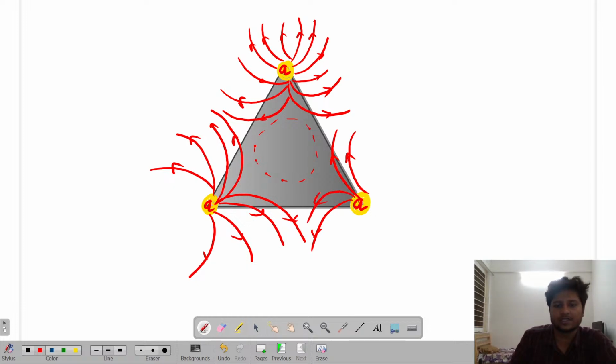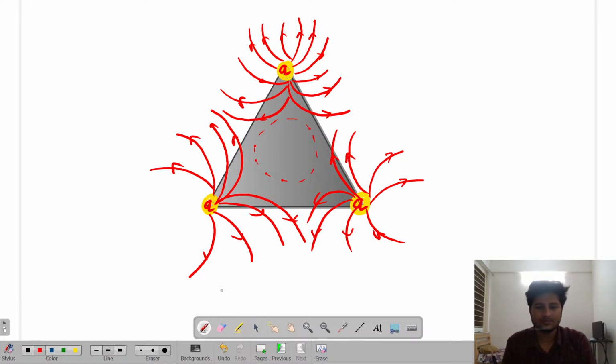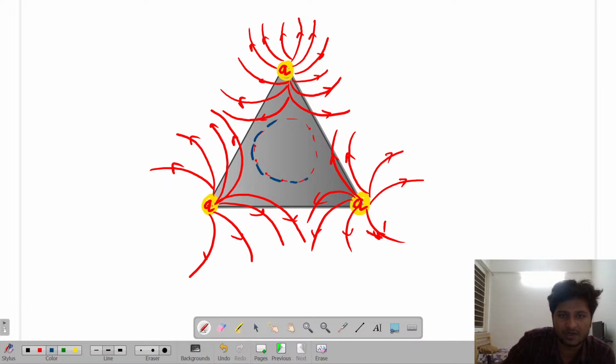It will be visible this way, that these field lines are originating from each charge and they are creating a gap in between them, which is a circle. But this is not a closed loop. Remember that this circle is not closed. This is just for identification. That's why I have marked it with a dotted line.